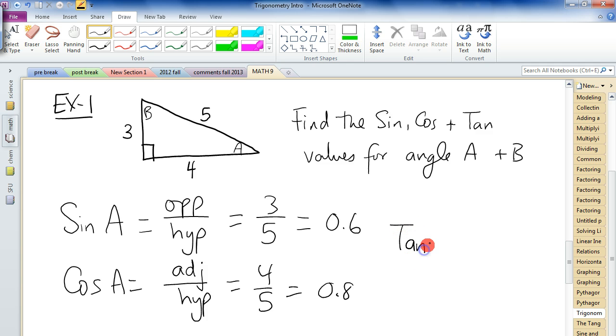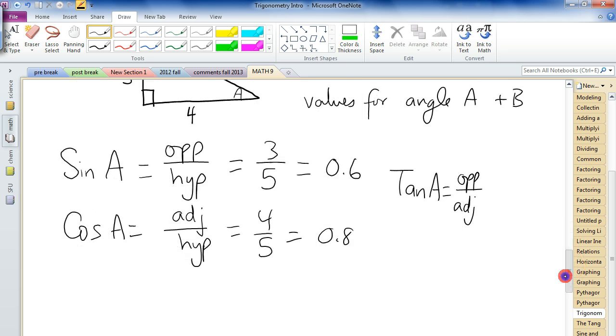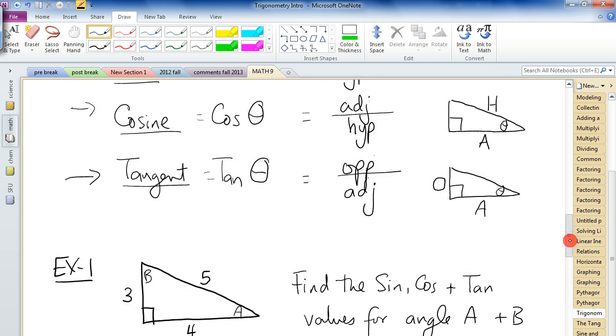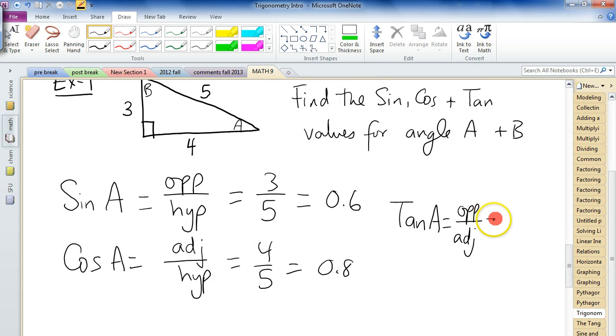And now let's look at the tangent of A. Tangent is opposite over adjacent. I think it was up here. Opposite over adjacent. And so what's the opposite in this angle from angle A? Opposite is 3, and the adjacent is 4. So it'll be 3 over 4, which is 0.75. So that's for angle A.